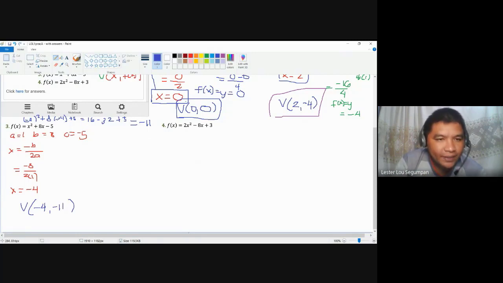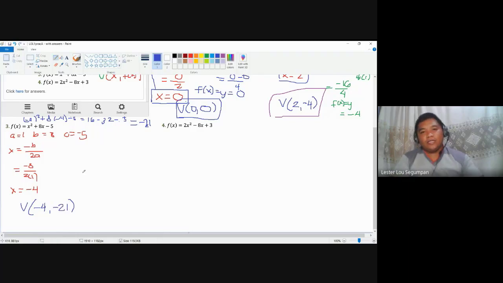Let's recheck. This is negative 32, that's 16. Sorry, this is my mistake. It was actually minus 5. So this is minus 5. So that's negative 16 minus 5, that's negative 21. Okay, this is not negative 11, it's negative 21. Let me rewrite this one here. So you have negative 21.